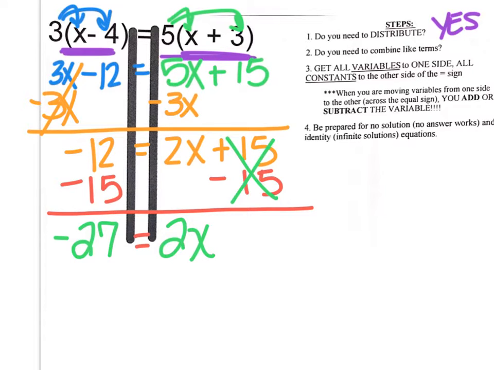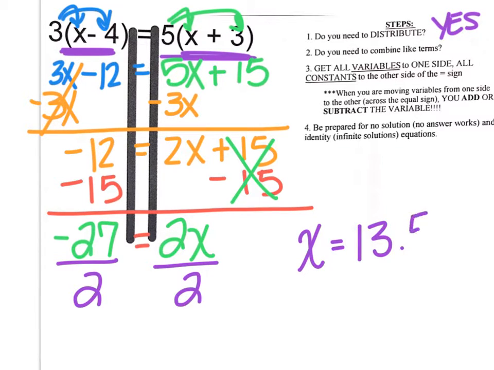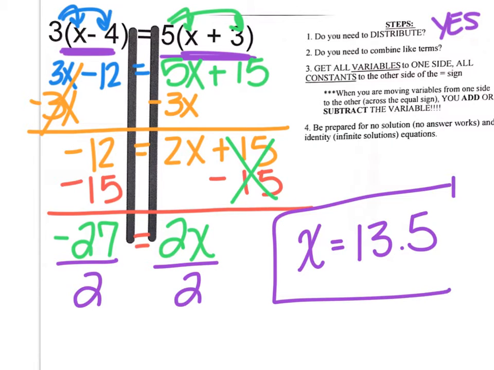Okay. Now I'm going to divide both sides by 2. And I'm going to get x equals -13.5. Yes, decimals are okay. If you've done everything correctly, stop thinking that decimals are not okay. They are okay.